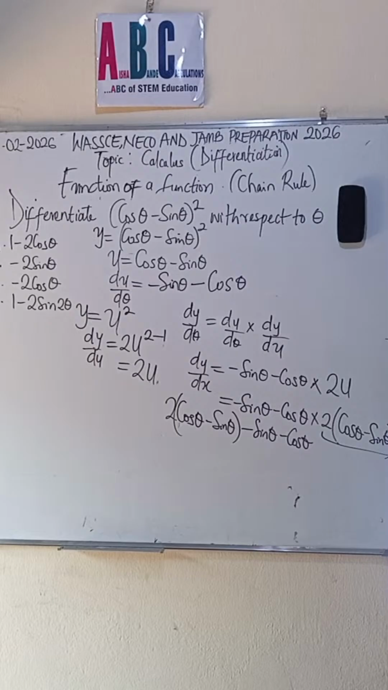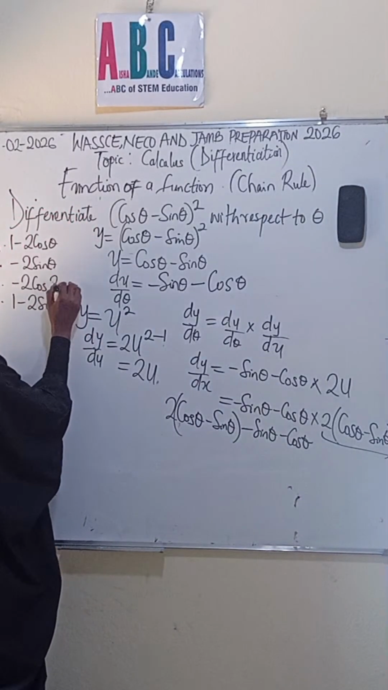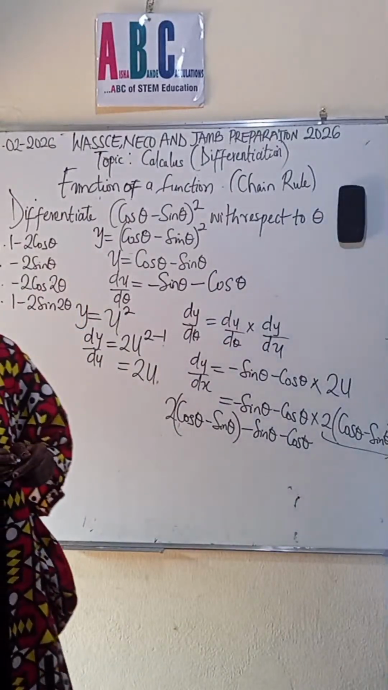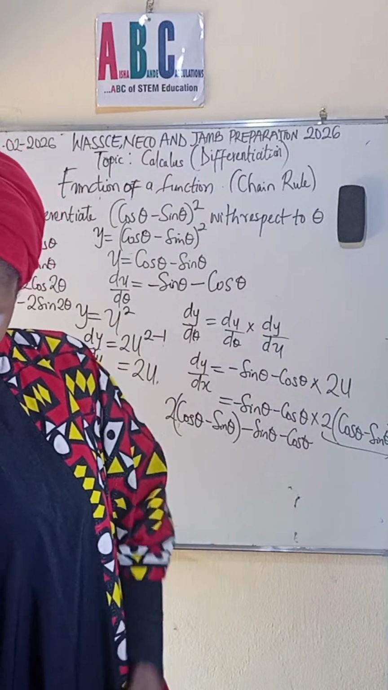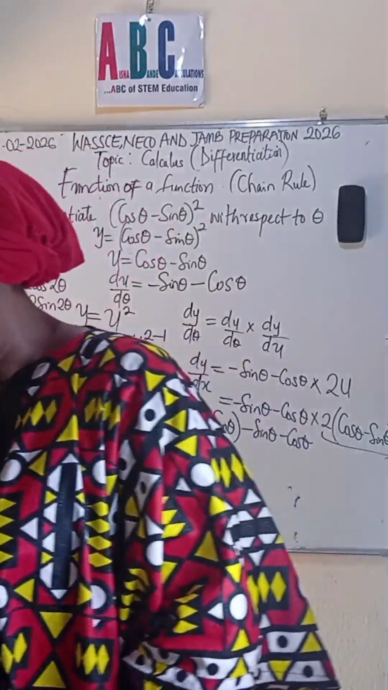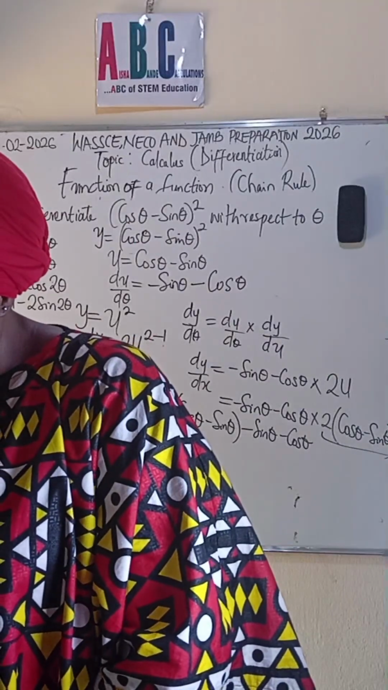Deja Vu, welcome. Can you take that option C again? Option C, I should check the option from the book. Option C is minus 2 cos 2 theta. What I'm getting here is minus 2 cos 2 theta. Yes. Okay, please help us. From here, what do I do?